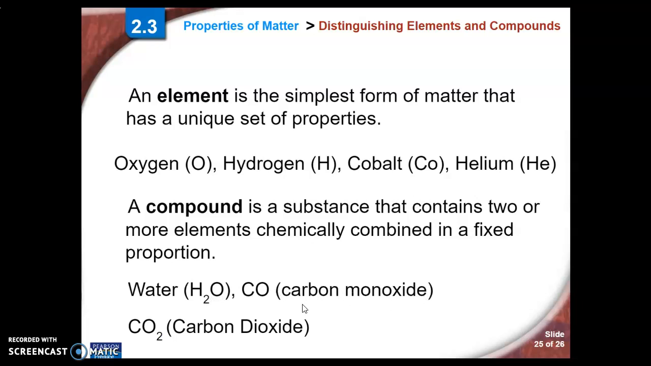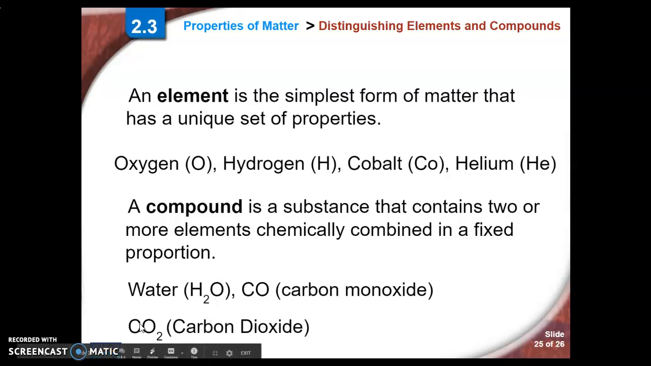Carbon monoxide. It has 1 carbon, 1 oxygen. If it has 2 oxygen, 1 carbon, then it is going to be carbon dioxide. You know, carbon monoxide is toxic, but carbon dioxide is not. So this is how the ratio, the proportion of the elements in a compound, affects the property.